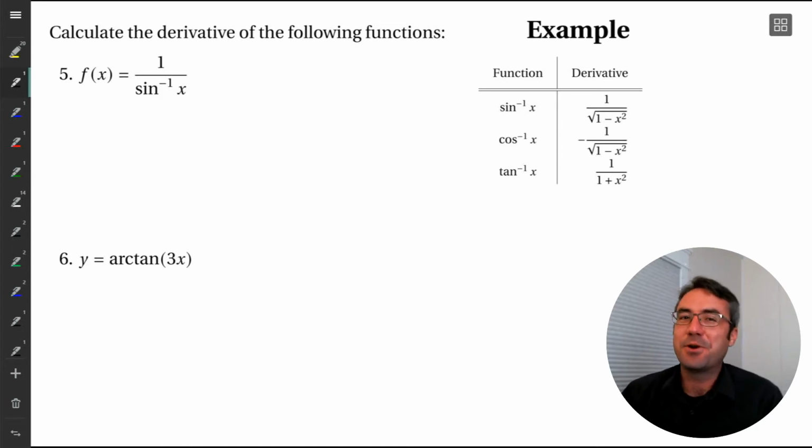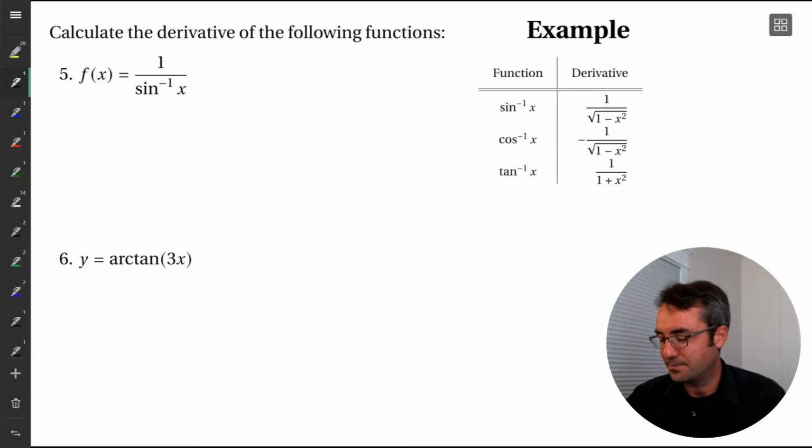All right, let's try a few more examples. I know I keep saying this, but it really comes down to practice. So we're just trying a few more examples here. And this time, we're going to be using chain rule, but we have some inverse trig functions to contend with. So how's it going to work?